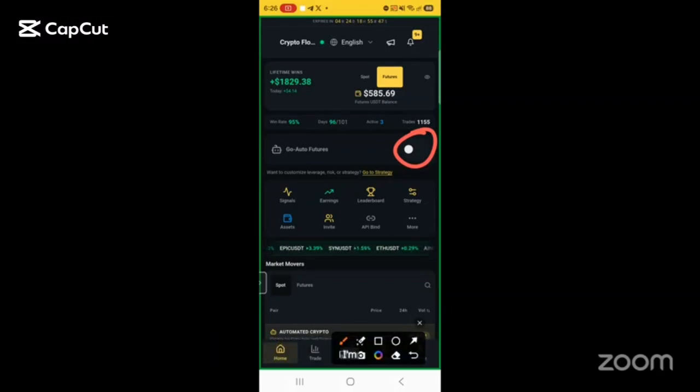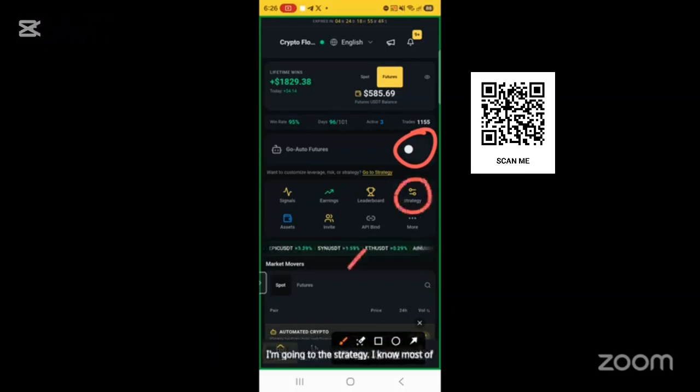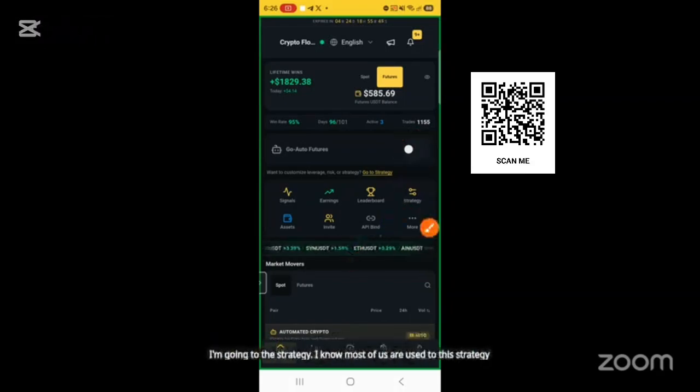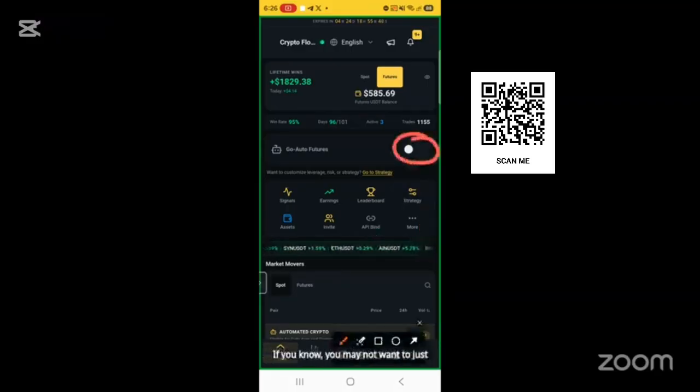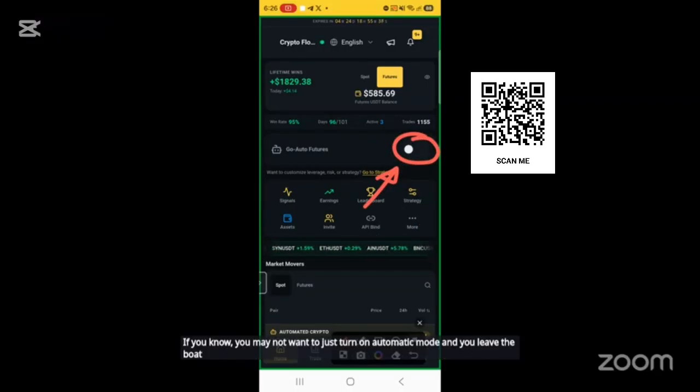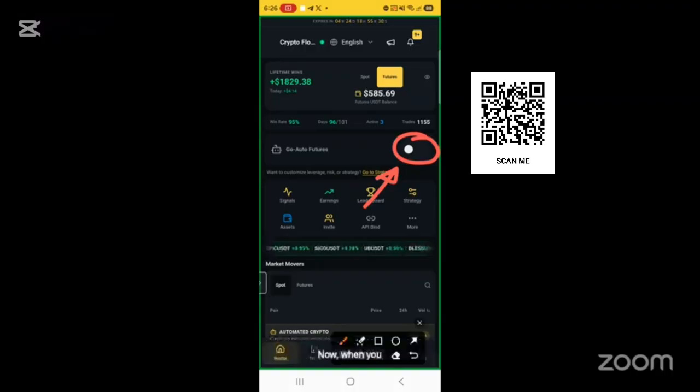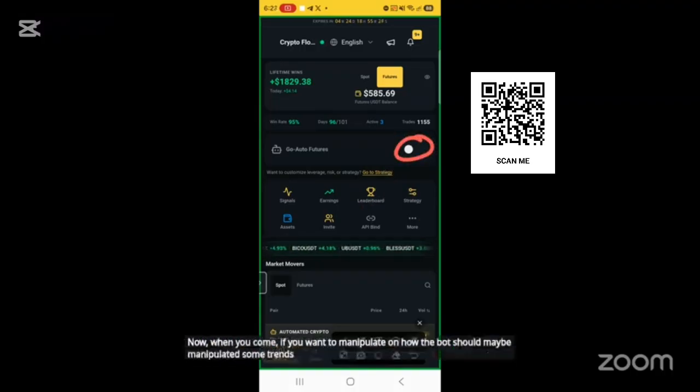I'm going to the strategy. I know most of us are used to this strategy. You may not want to just turn on automatic mode and leave the bot to handle everything for you. Maybe you want to customize how the bot should manipulate some trades or behave on some trades. You can come to strategy.